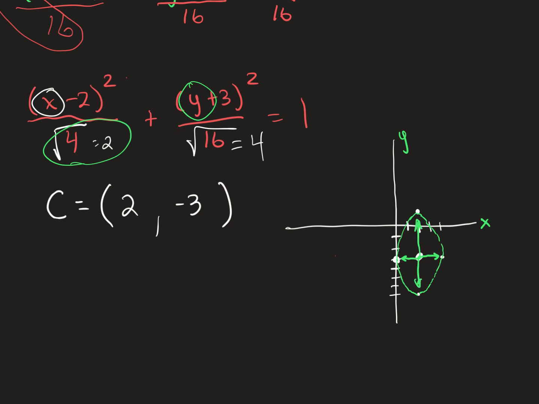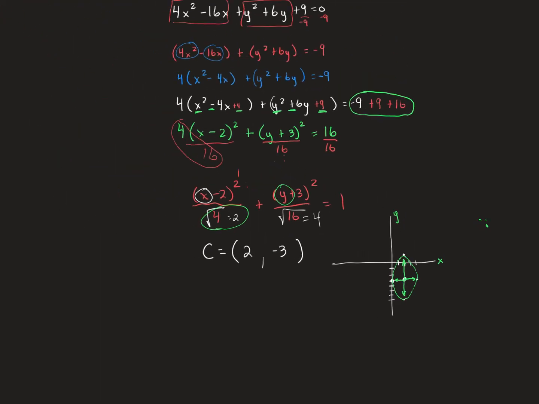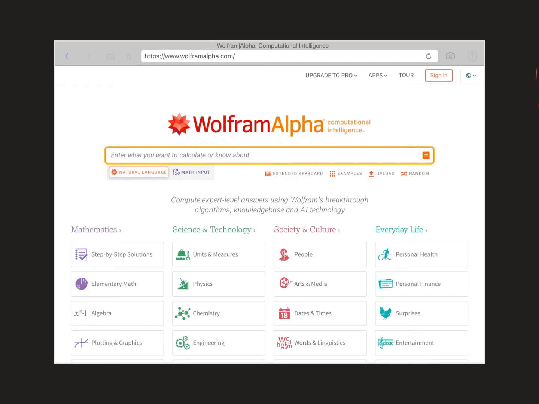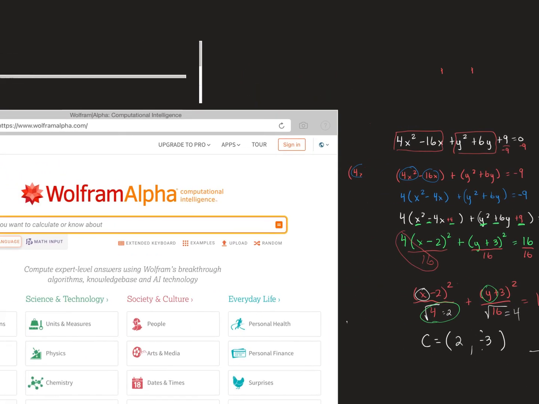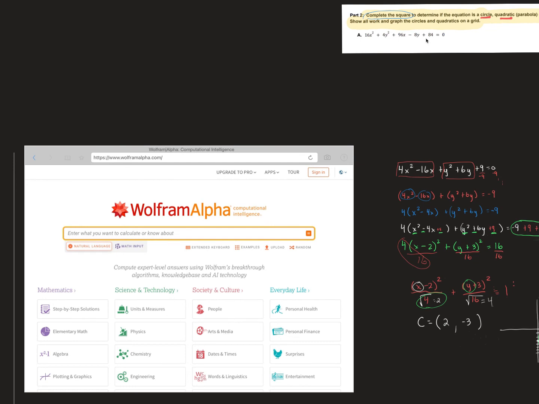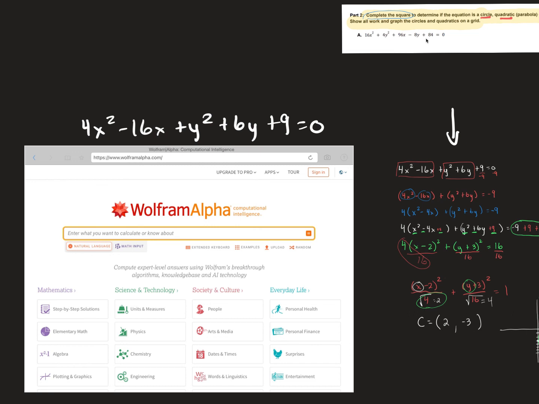Now, you really never want to just do a problem and not look at Wolfram Alpha and see if you did it right. So I'm going to open a browser, and I'm going to go to Wolfram Alpha, and I'm going to look at my original problem. Here's my original. So I'm going to write it up here so I can put it in Wolfram Alpha. 4x squared minus 16x plus y squared plus 6y plus 9 equals 0. So that's what I'm going to put in Wolfram Alpha.